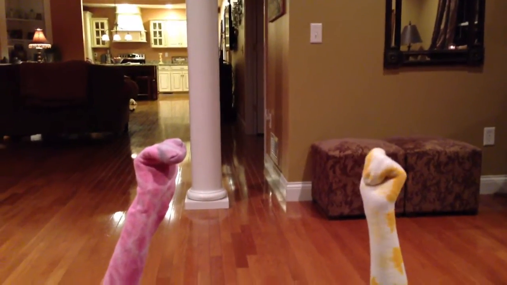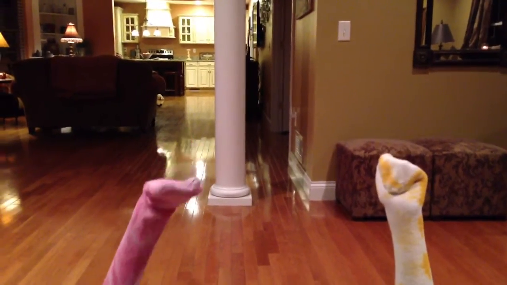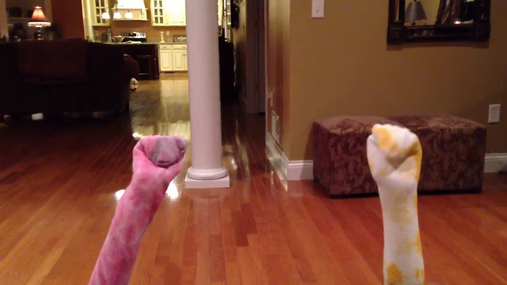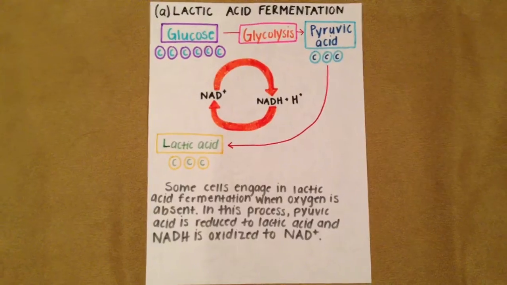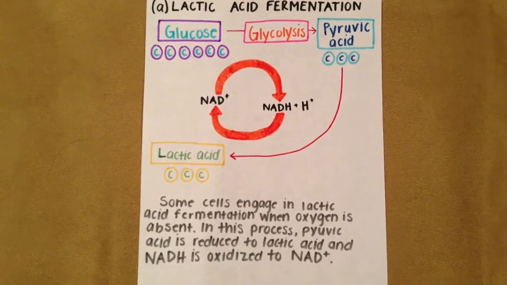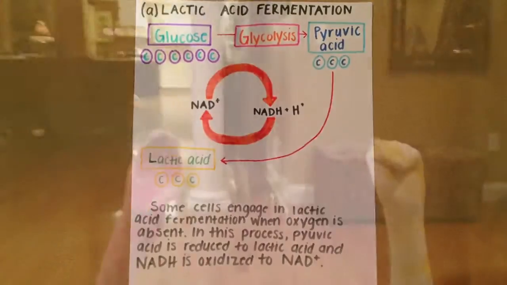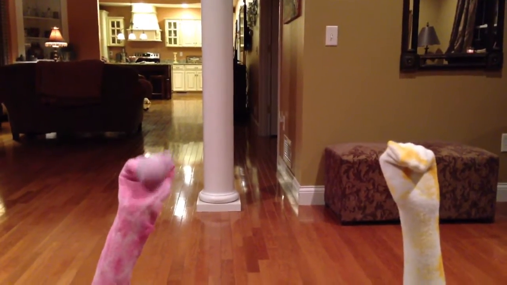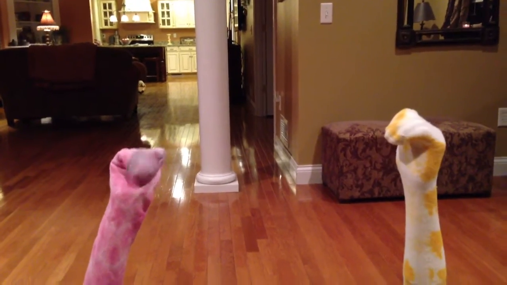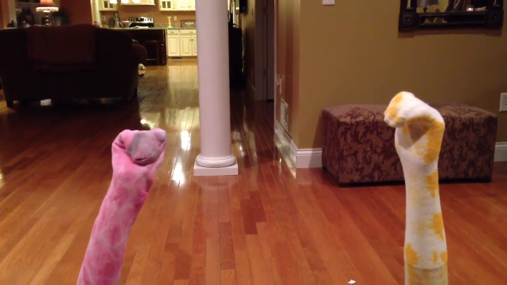Some cells engage in lactic acid fermentation when oxygen is absent. In this process, pyruvic acid is reduced to lactic acid and NADH is oxidized to NAD+. Other cells engage in alcoholic fermentation, converting pyruvic acid into ethyl alcohol. Again, NADH is oxidized to NAD+.